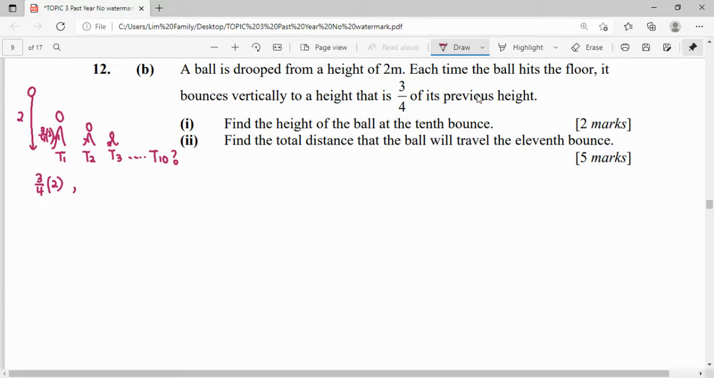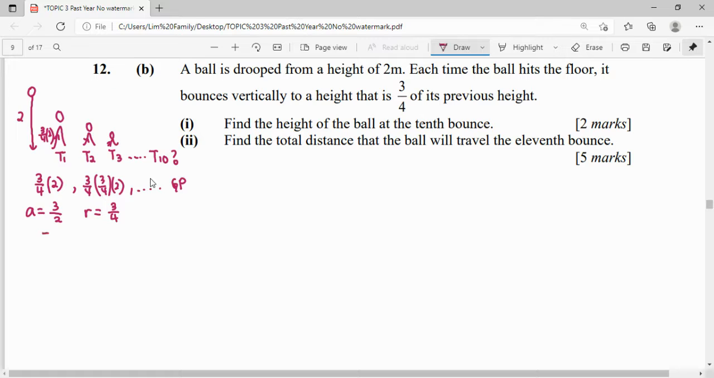And then the second height will be 3 over 4 times the previous height, and so on. So our first term here is 3 over 2. That will be our A. And then we can notice that our common ratio here is 3 over 4, because they keep multiplying by 3 over 4, 3 over 4, 3 over 4. So this is a geometric sequence, geometric progression.